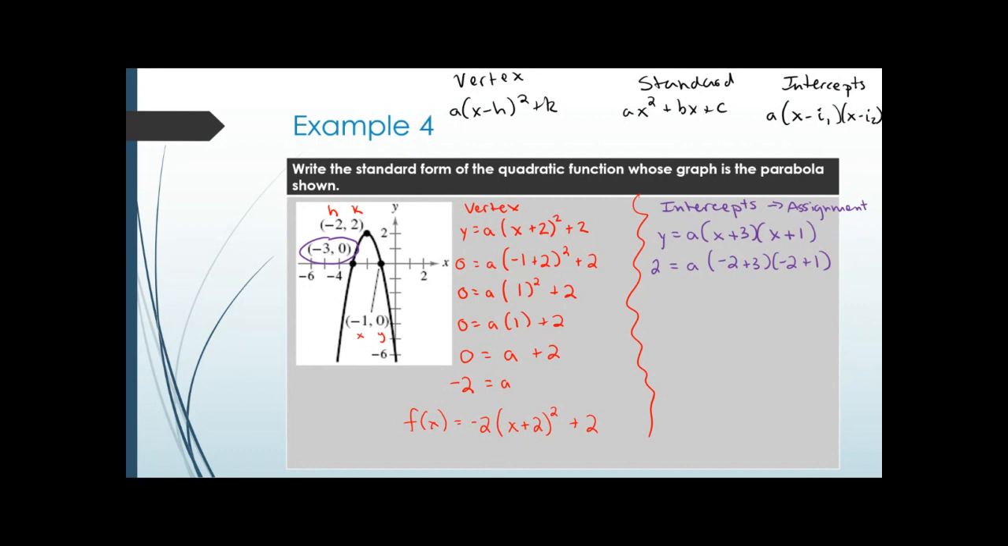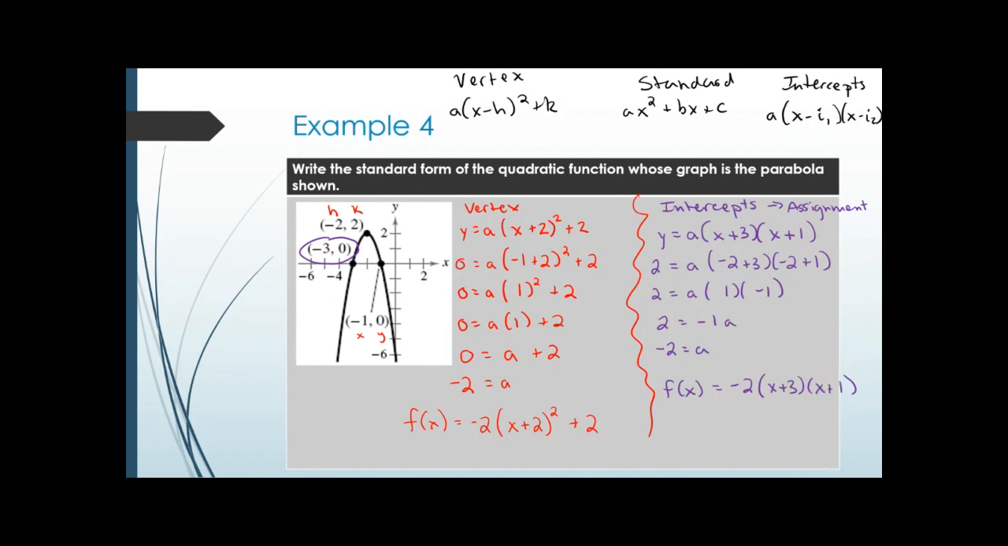And now I need to simplify by solving for a. So -2 plus 3 is 1. -2 plus 1 is -1. So that gives me 2 is equal to -1a. And then you divide both sides by -2. You get a is equal to -2. So you get the same value for a, which is good because you're supposed to. Then we could write this as f of x equals -2 times x plus 3, x plus 1.